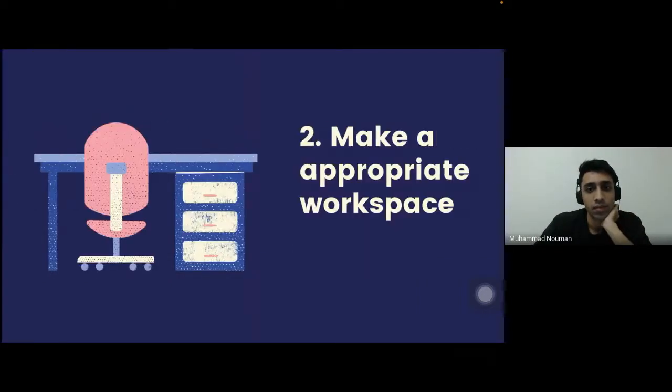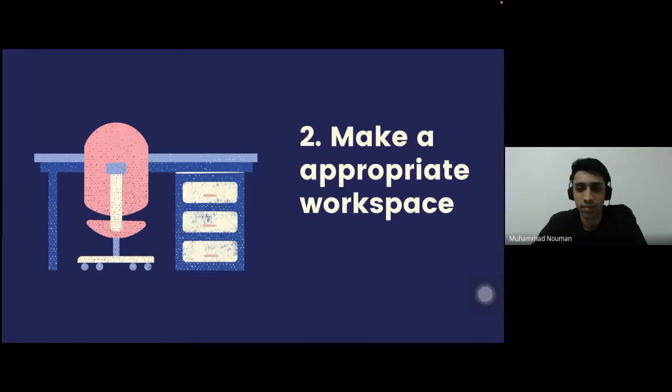Okay, the second one is make an appropriate workspace. Find a quiet space away from people and distraction if you can. Like get everything you need in one place before you start work. For example, chargers, pens, paper, and anything else. And shut the door if you can. Even in a small or shared space, try to designate an area for work.